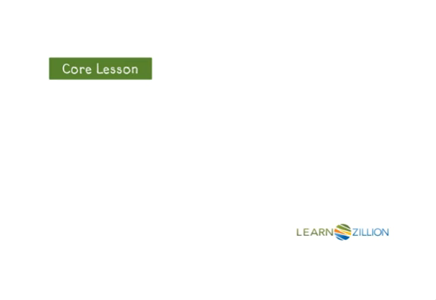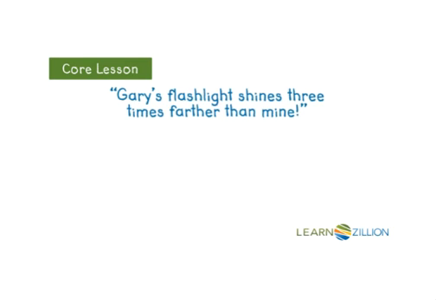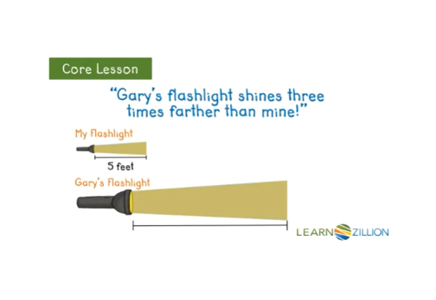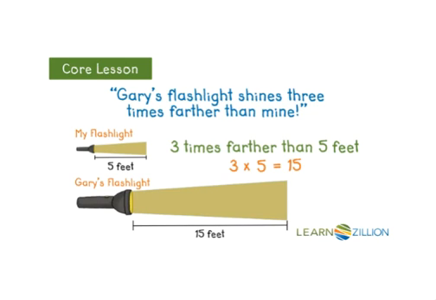Let's look back at the example from the beginning of this lesson. Gary's flashlight shines 3 times farther than mine. My flashlight shines 5 feet ahead. If Gary's flashlight shines 3 times farther than mine, that means it shines 3 times farther than 5 feet. This can also be written as 3 times 5 equals G. G will tell us how far ahead Gary's flashlight shines. We know that 3 times 5 equals 15, so that means Gary's flashlight will shine 15 feet ahead.